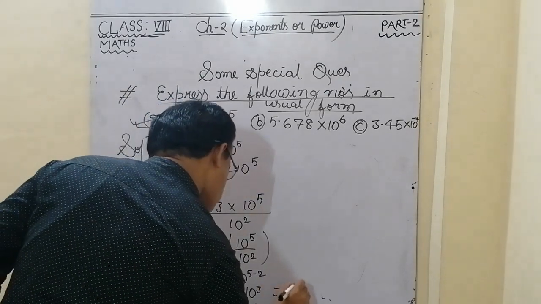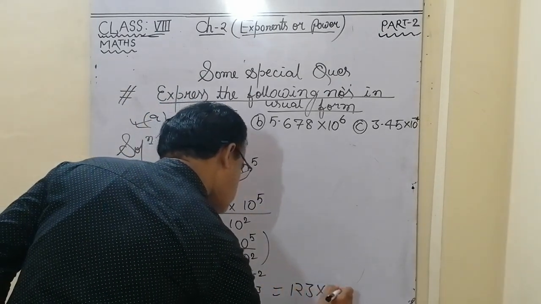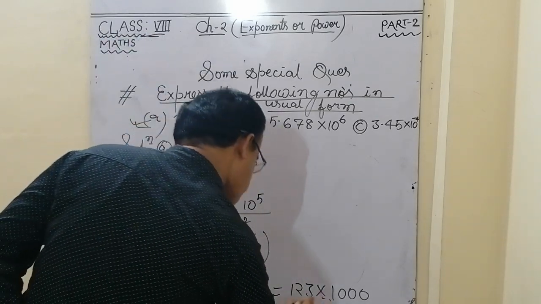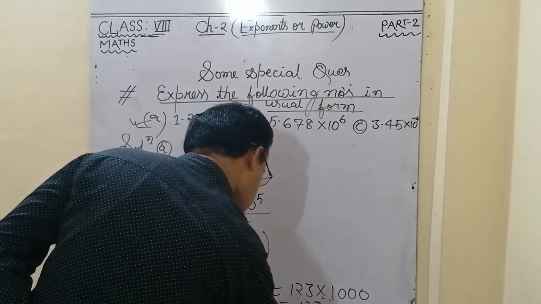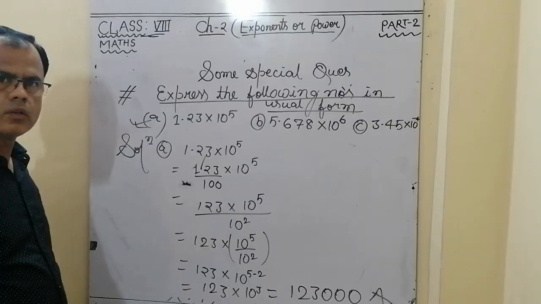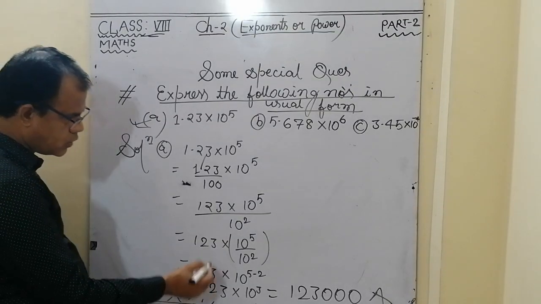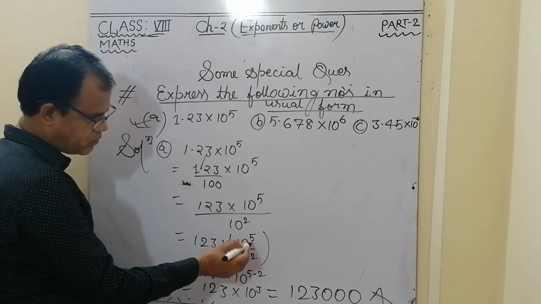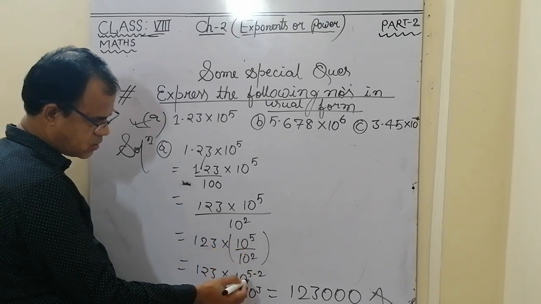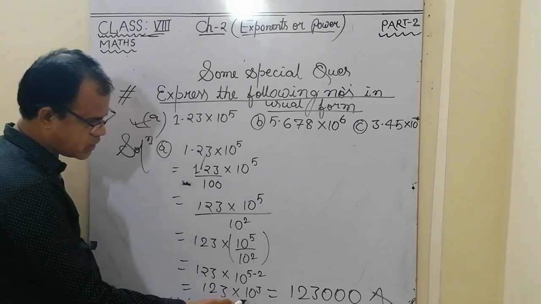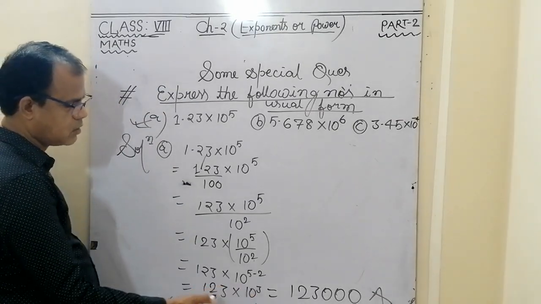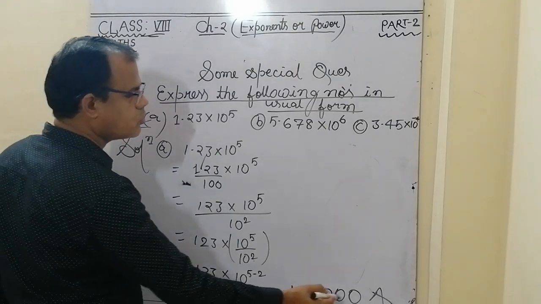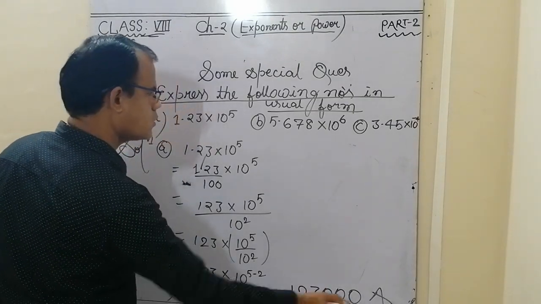So it becomes 123,000. So student, look here, 123 and in the division the bases are the same, so we subtract the powers, that is 5 minus 2, it becomes 10 raised to the power 3. So 123 and we put 3 zeros here. So the final answer is this.